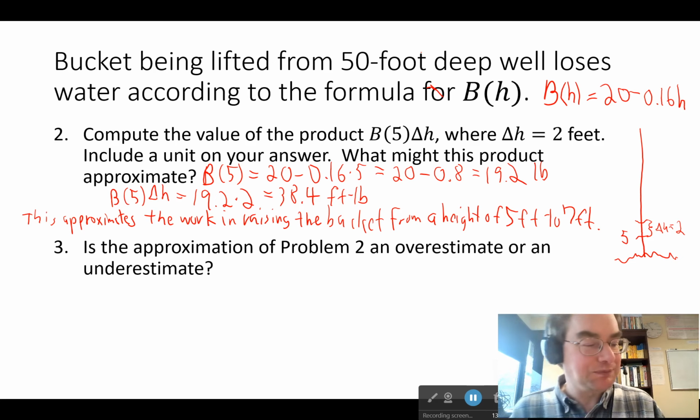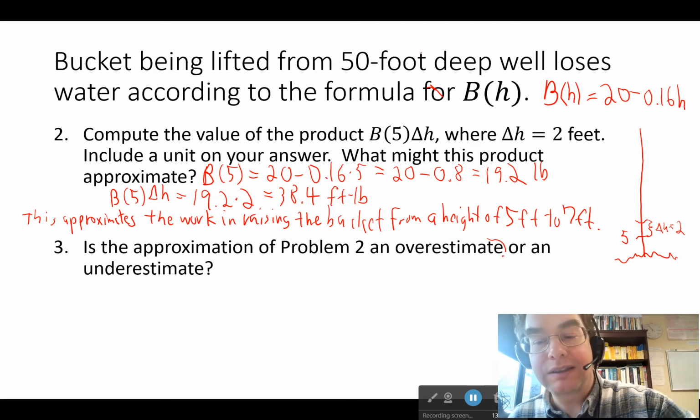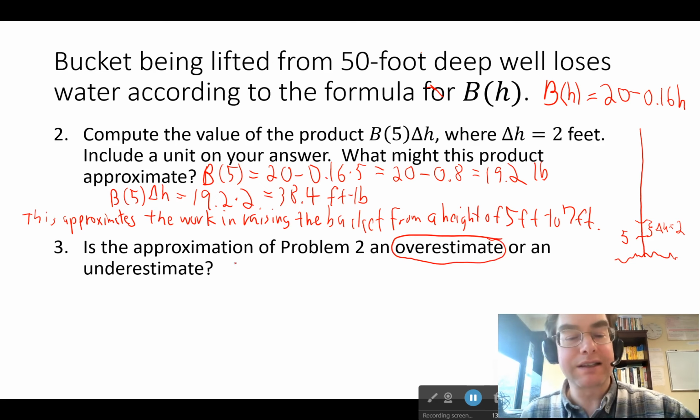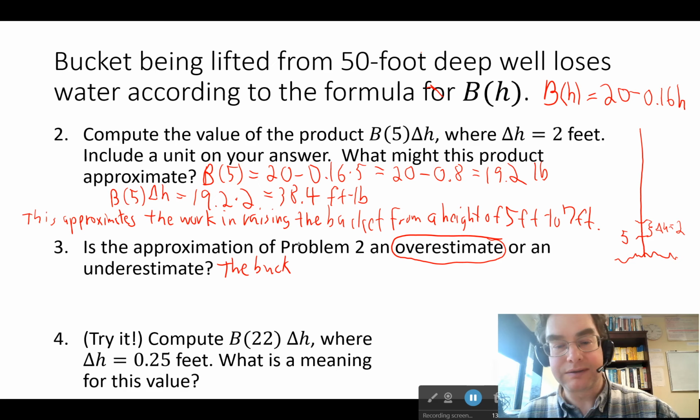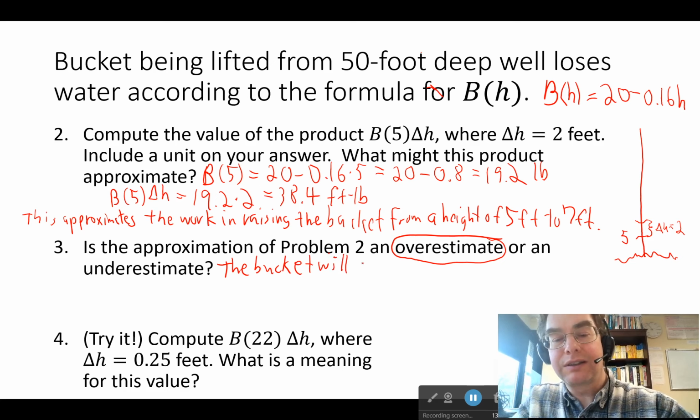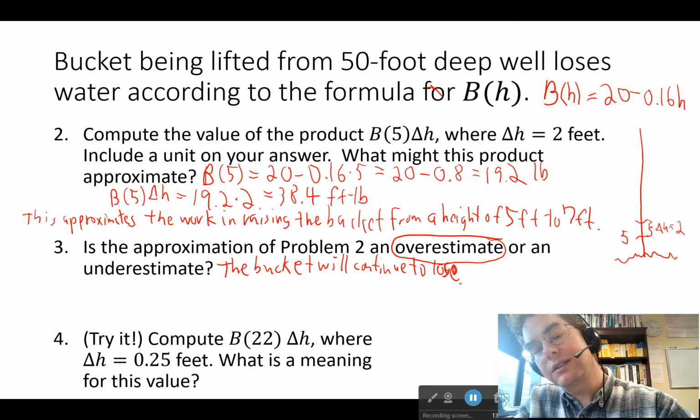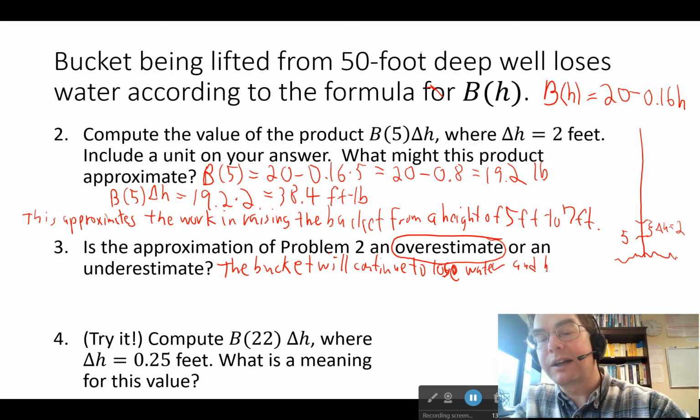It'll be an overestimate, right? So it's an overestimate. Circle that. And the reason is that throughout this lift, the bucket will continue to lose water, and hence it'll weigh less.